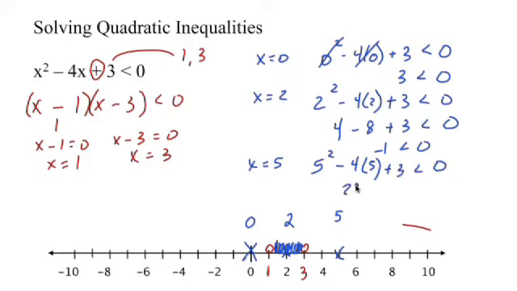So you get 25, take away 20, plus 3, is that less than 0? So in other words, 28 minus 20 is 8, and we know that 8 is not less than 0. So our solution, if we wanted to write this out, I believe Alex just has you graph it on a number line, but if you were to write this out, this would be x has to be less than 3 and greater than 1.